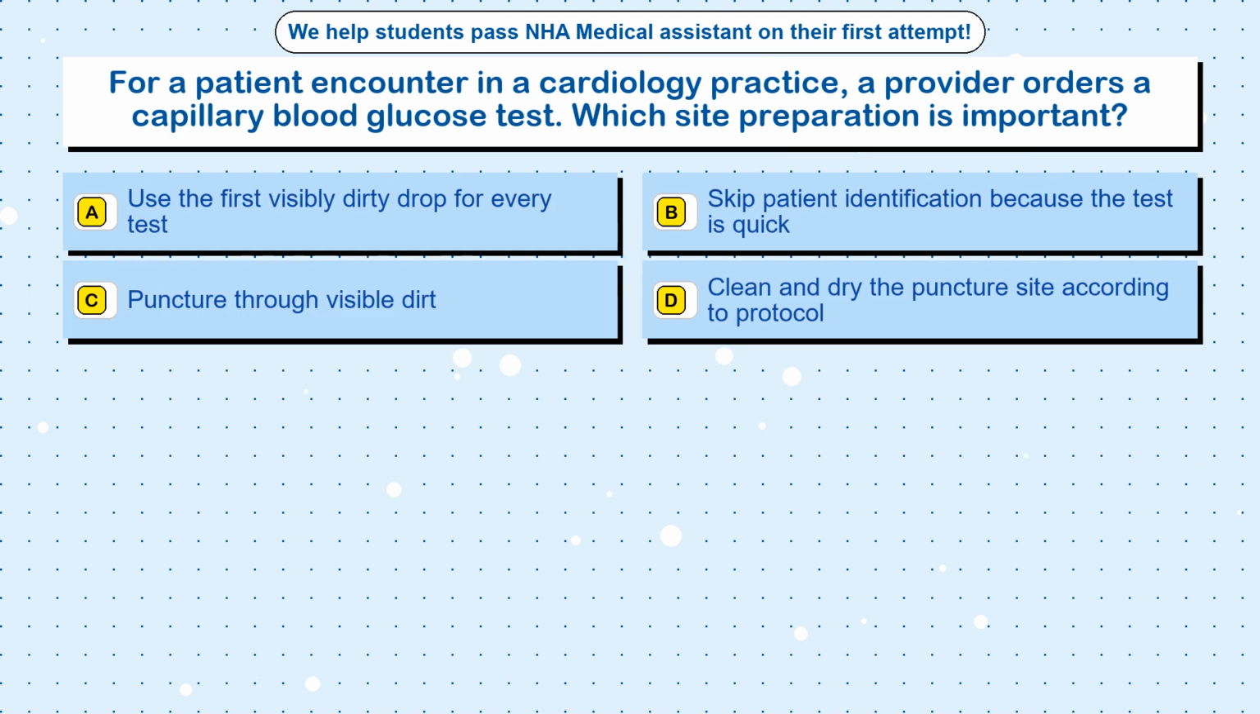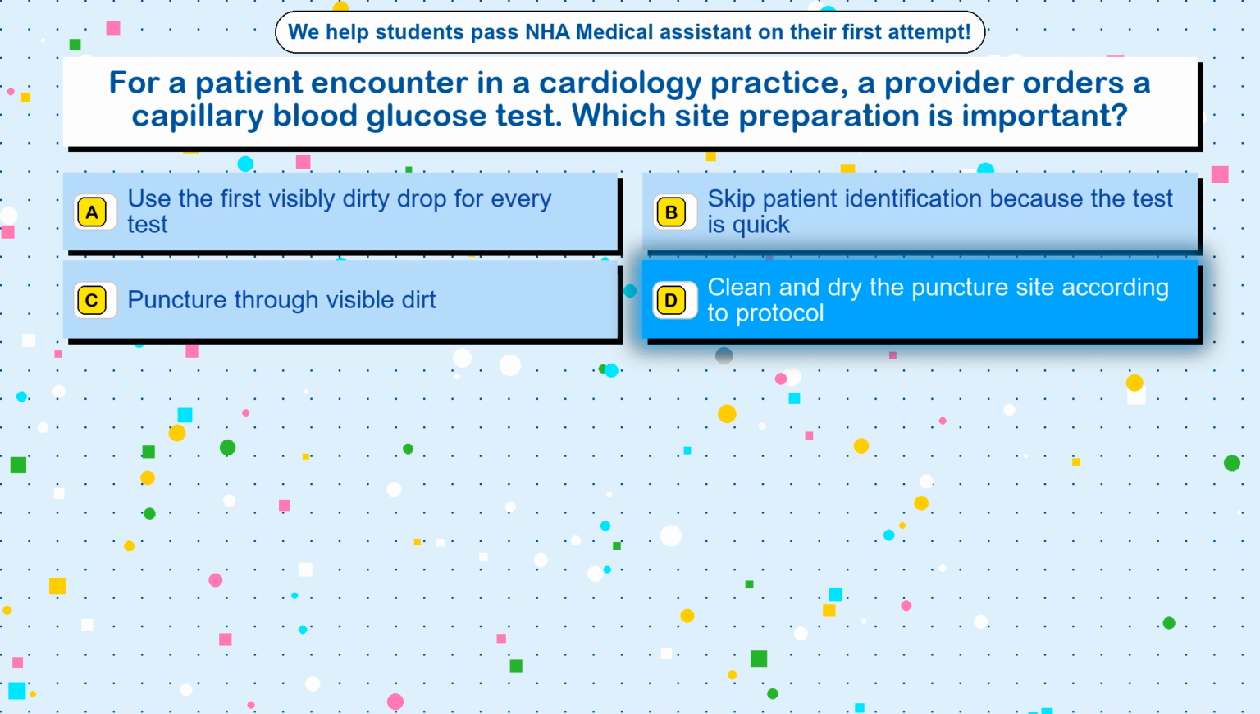Question 33. For a patient encounter in a cardiology practice, a provider orders a capillary blood glucose test. Which site preparation is important? Option A, use the first visibly dirty drop for every test. Option B, skip patient identification because the test is quick. Option C, puncture through visible dirt. Option D, clean and dry the puncture site according to protocol. The correct answer is option D, clean and dry the puncture site according to protocol.